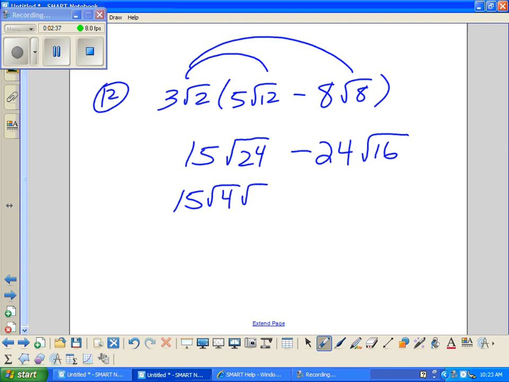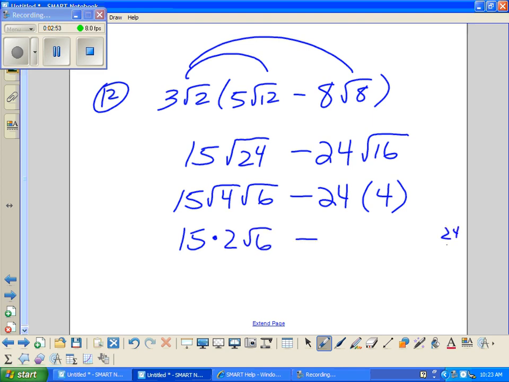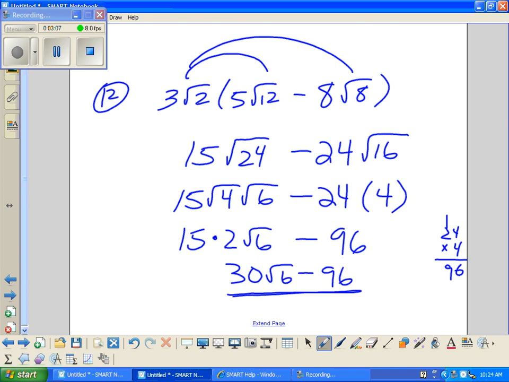24 is 4 and 6. The square root of 16 is simply the whole number 4. Again, I can simplify the square root of 4. The square root of 4 is the whole number 2. If I do 24 times 4, it's 96. And I get 15 times 2, so I get 30 square root of 6 minus 96. And unlike the last problem, this one doesn't have like terms. Can't combine these, and that is the solution.